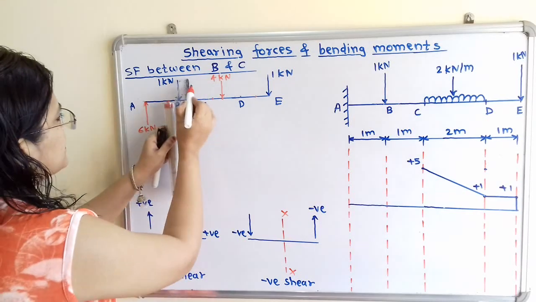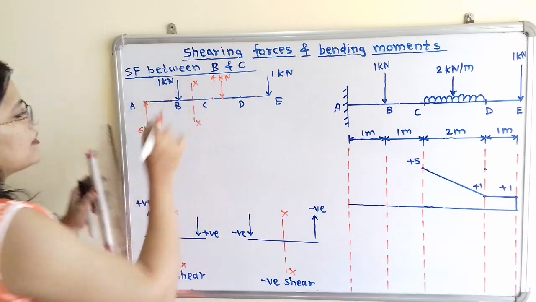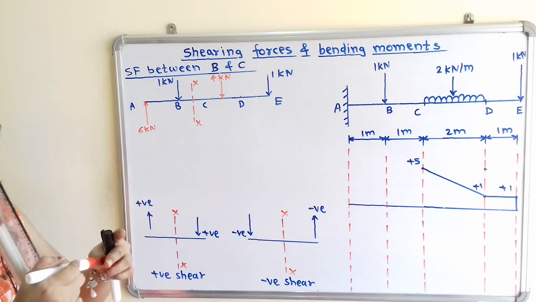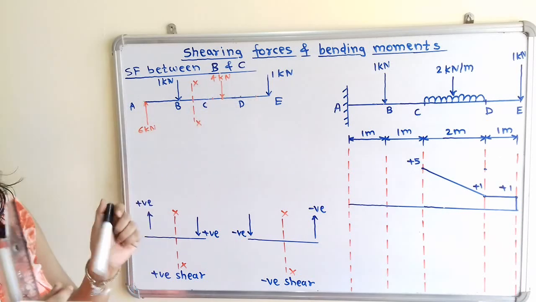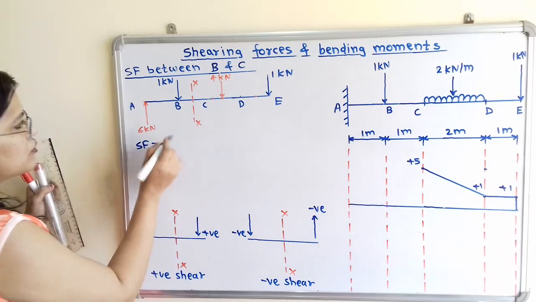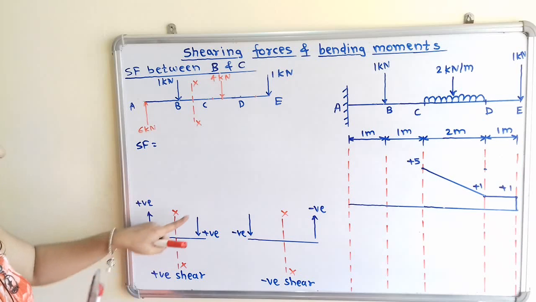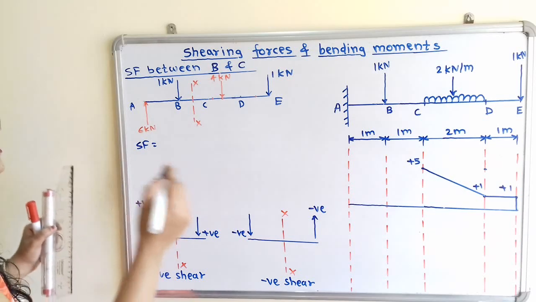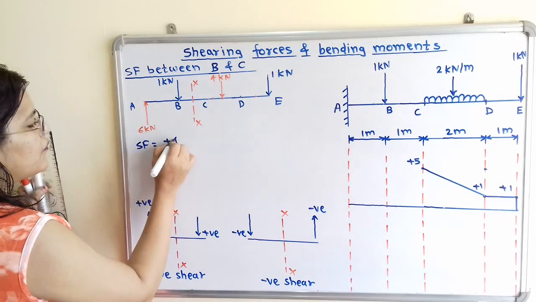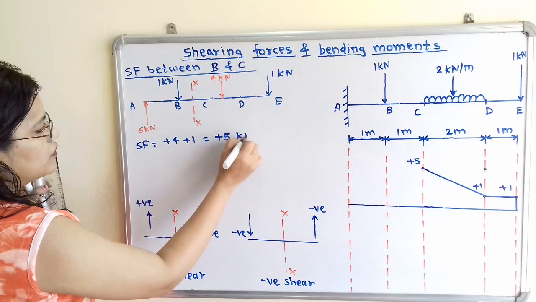Now we will calculate shear force between B and C. So in between BC we will show here one section line. Now we will take summation of forces on right hand side. So these forces are in downward direction. So we will use the positive sign, that is +4 +1, that is equal to +5 kilonewton.